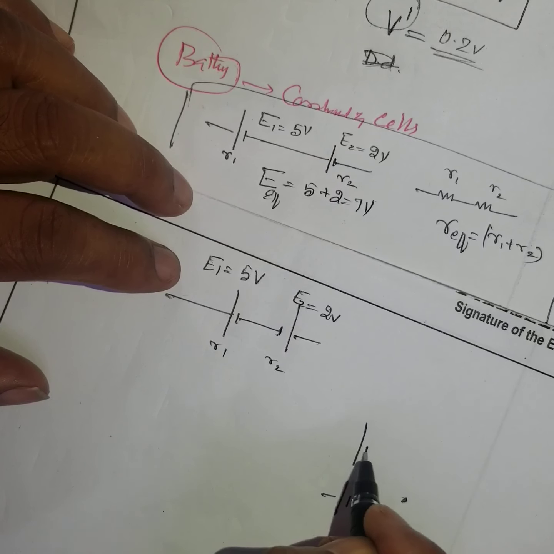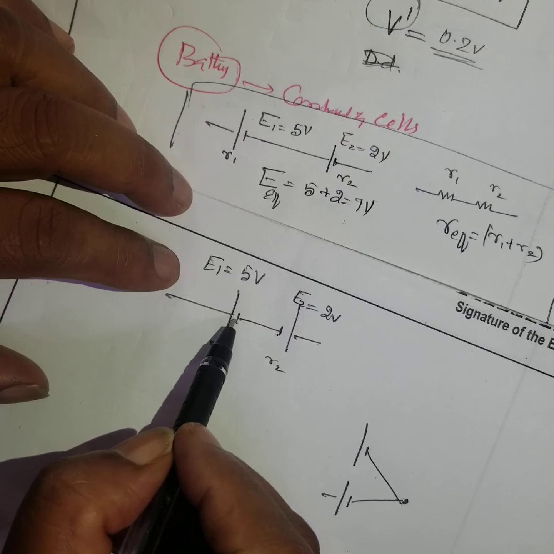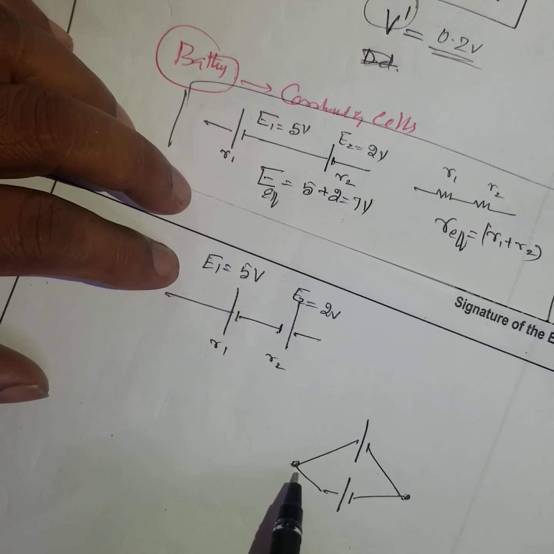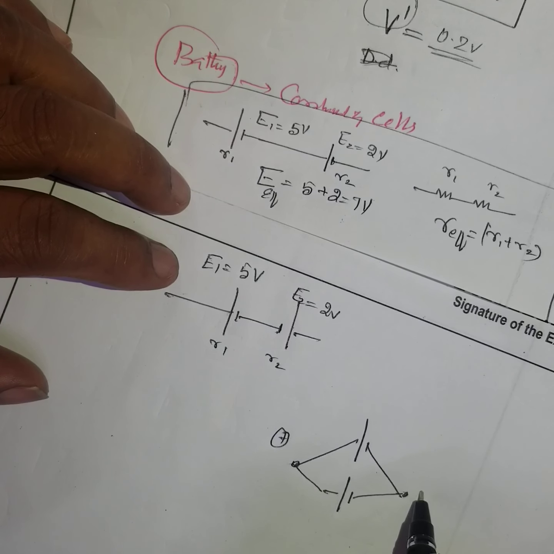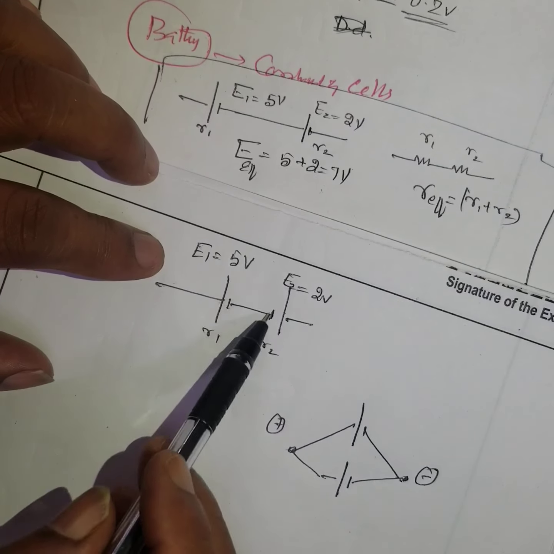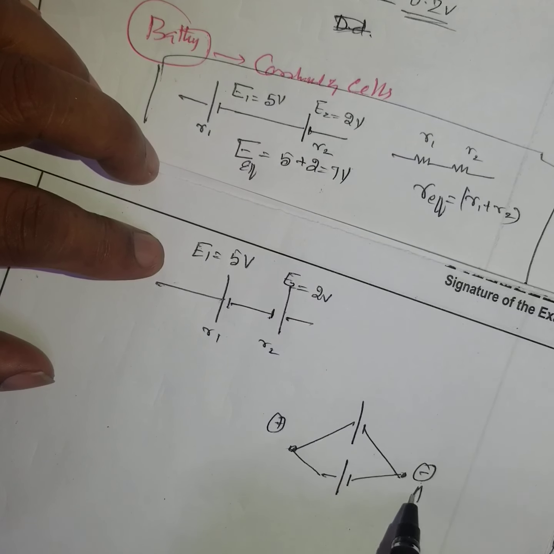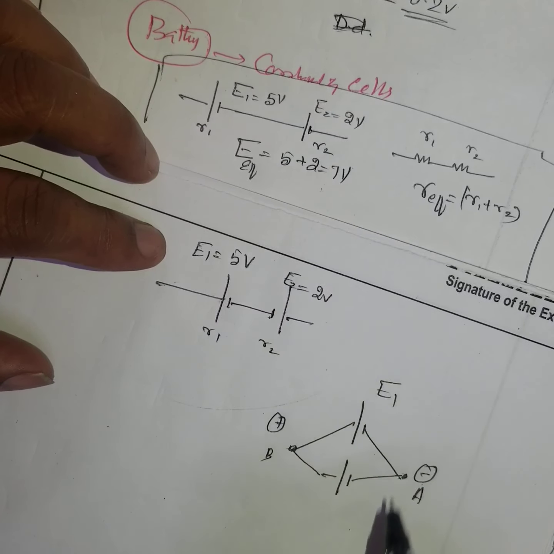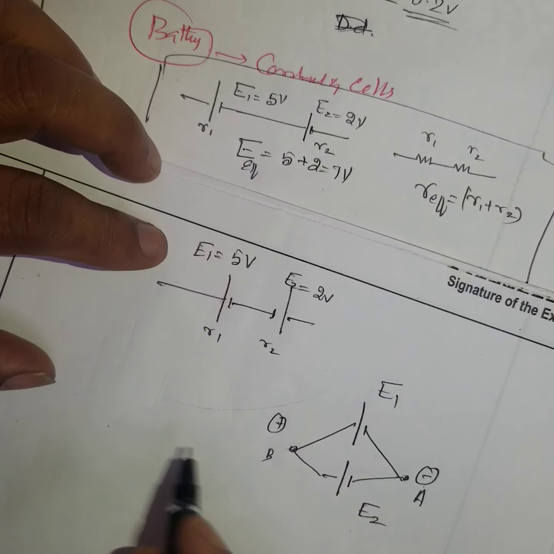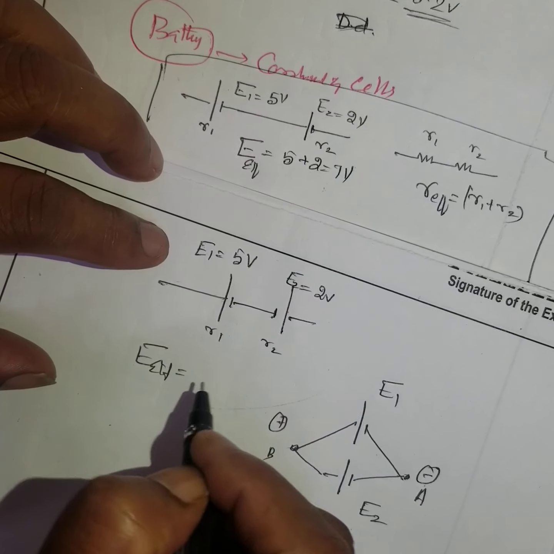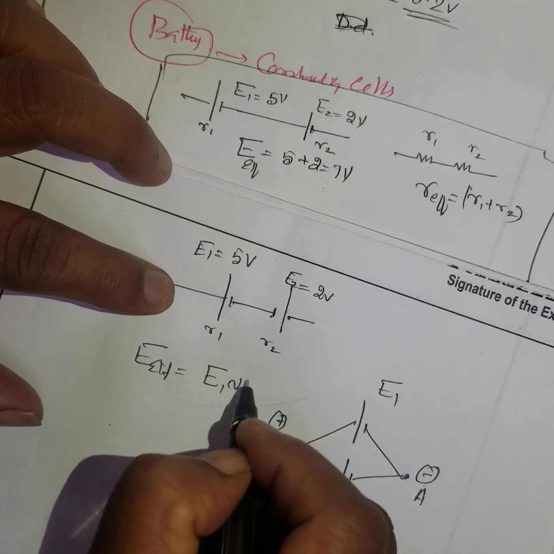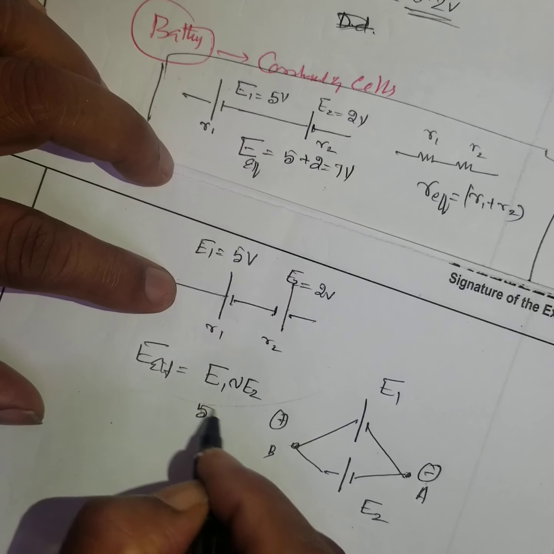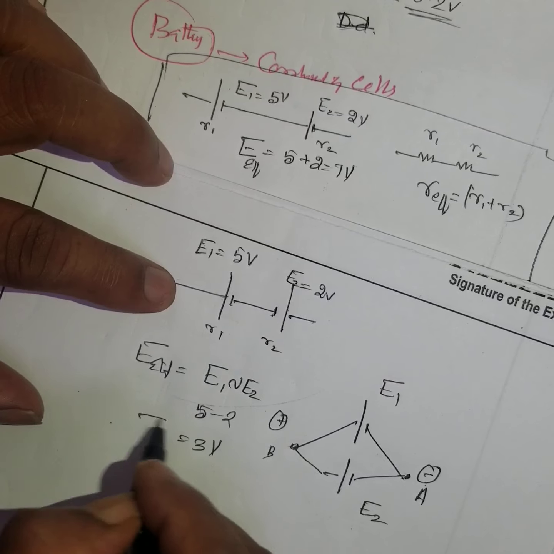Two negatives connected to a common point, and two positives connected to another common point. This is negative. Understood the meaning? Negative to a common point A. Positive connected to point B. This is E1 and E2. Therefore, what is the effective EMF? Effective EMF is equal to E1 minus E2. Difference means whichever is bigger. What is the bigger here? 5 minus 2. Therefore, 3 volt.